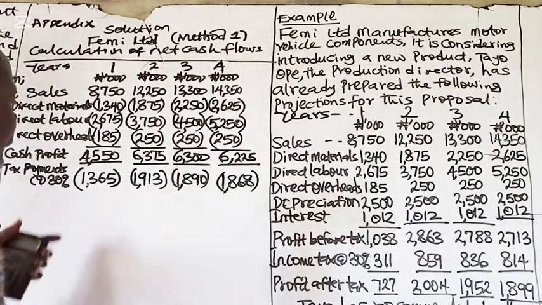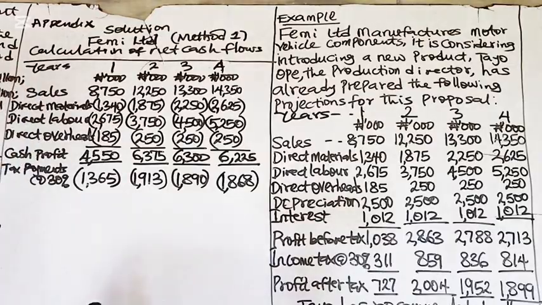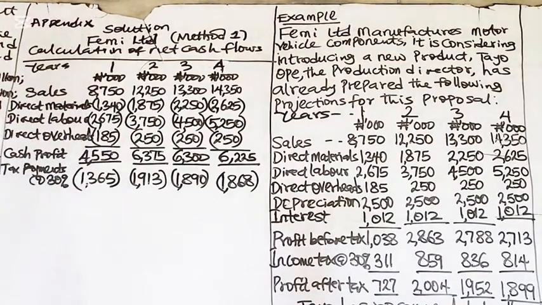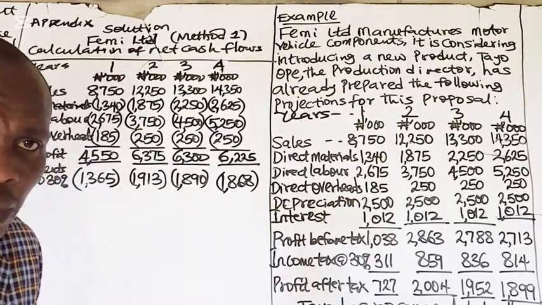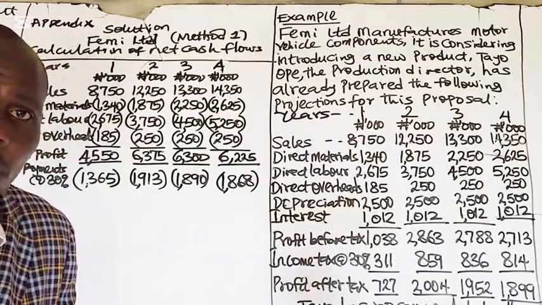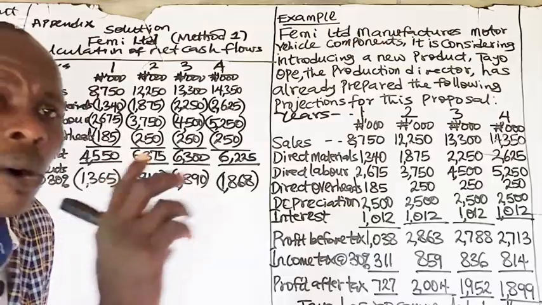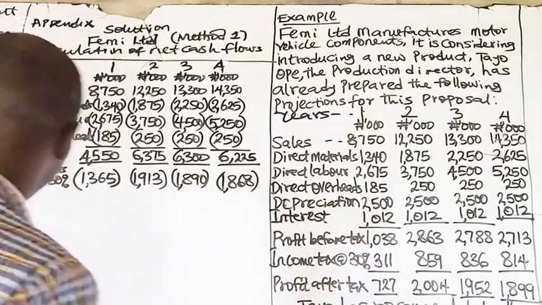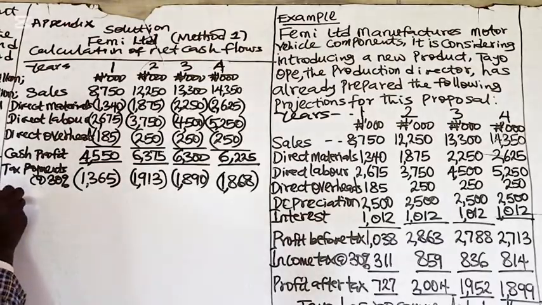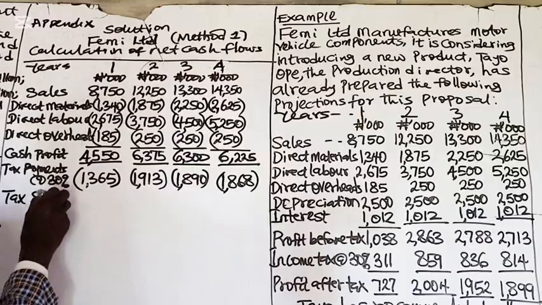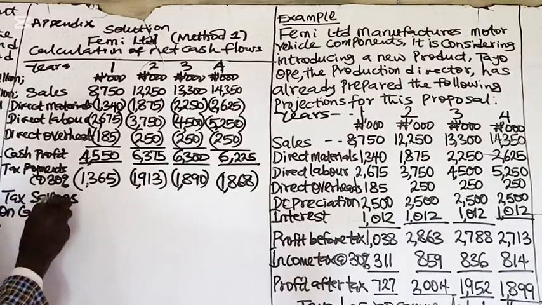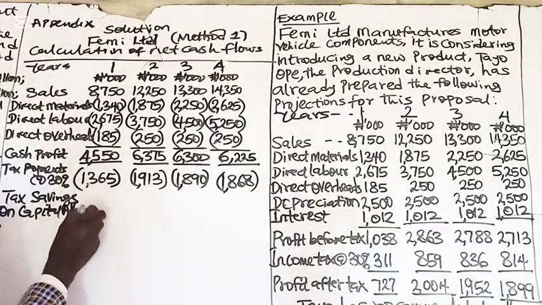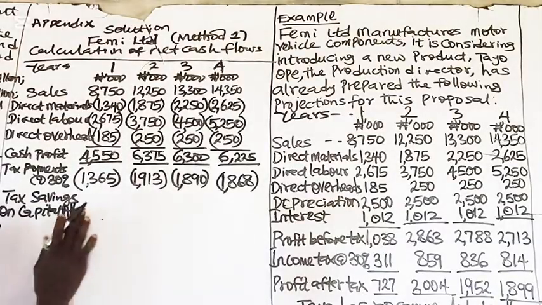The next thing is tax savings as tax savings on capital allowance. The capital allowance that will be calculated will lead to tax savings, since capital allowance is usually deducted in form of a relief. That means if it is to be deducted as a relief, it will reduce the amount to be paid as tax. That is why we will have tax savings on capital allowance.